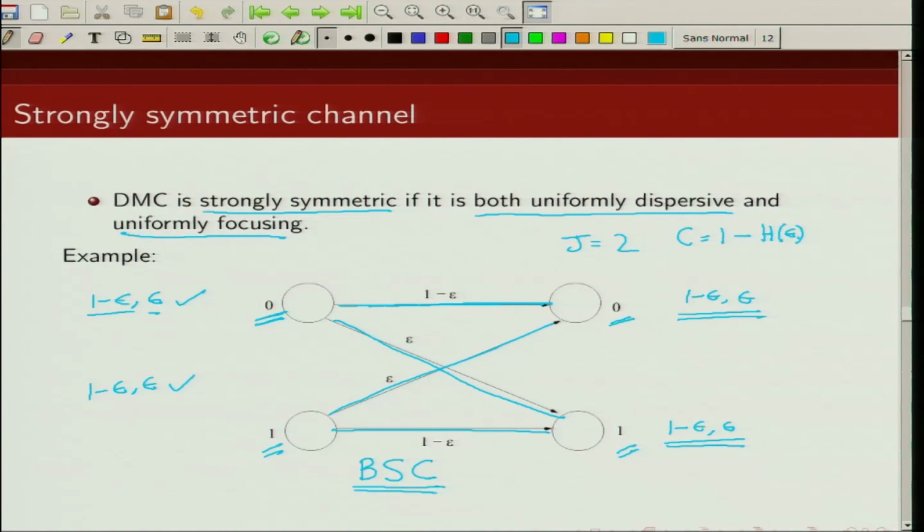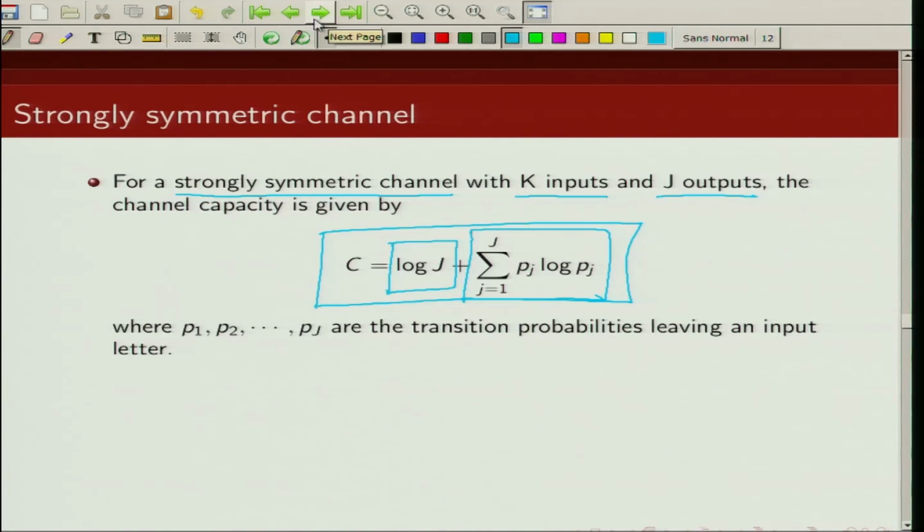You can see, for example, if epsilon is half, that means there is a 50% probability of making a mistake. In that case the capacity is 0, which is intuitively correct because it is completely randomly flipping the bits to zeros and ones with equal probability.